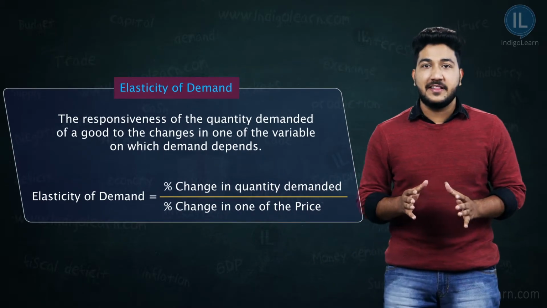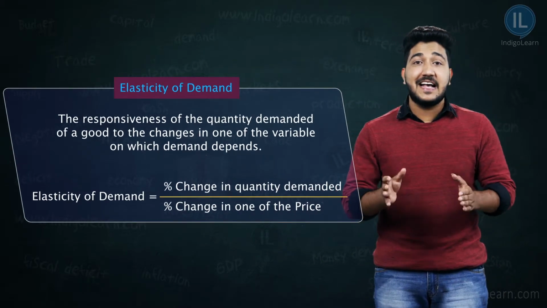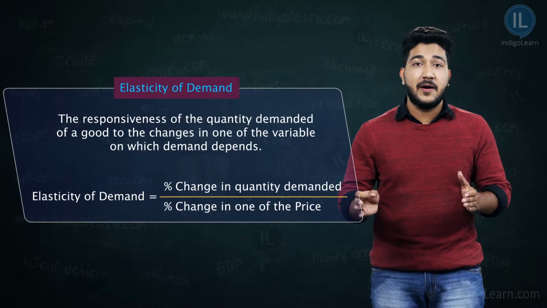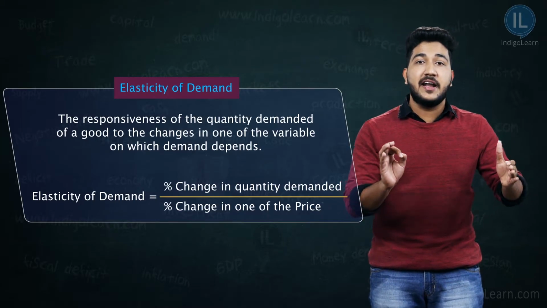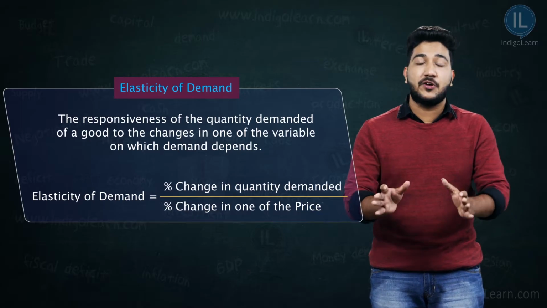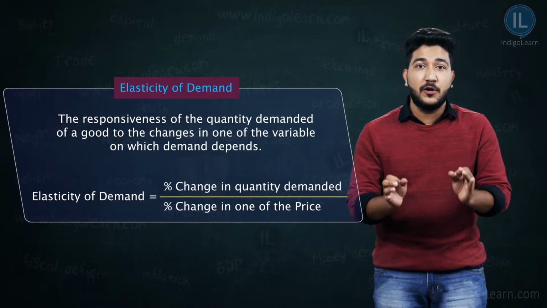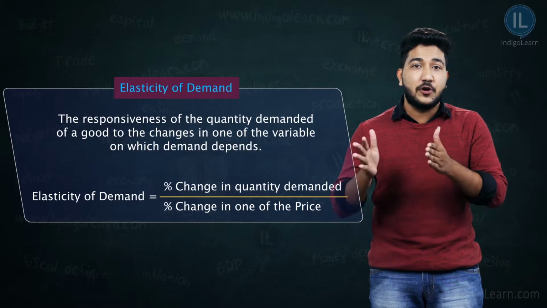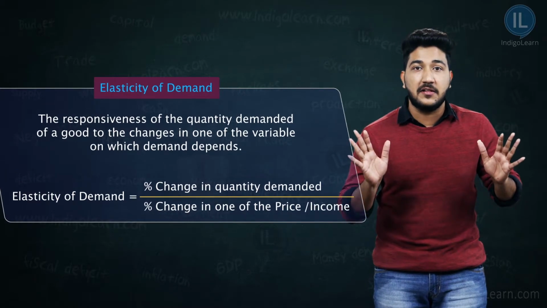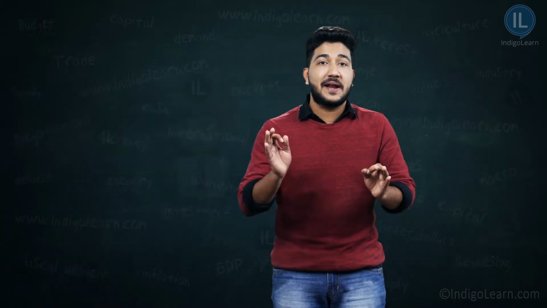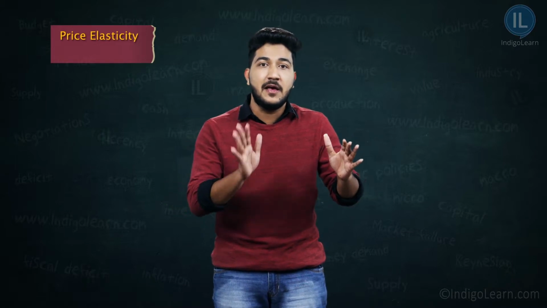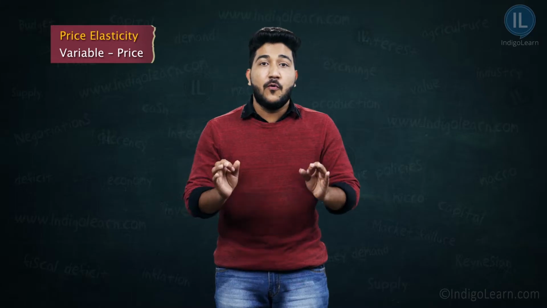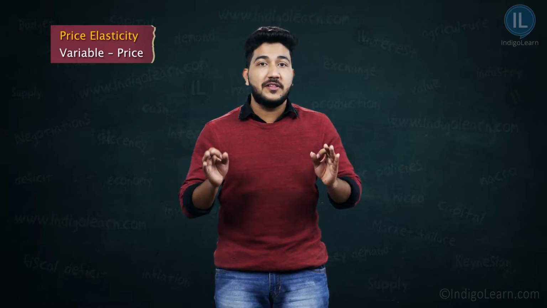So we saw in the definition that elasticity of demand is nothing but change in the quantity demanded divided by change in a particular variable. Now this variable could be anything. It could be price, it could be income, it could be anything else. Now we are looking at price elasticity, which means our variable for this particular topic is price right now. So what will be the formula according to the definition?